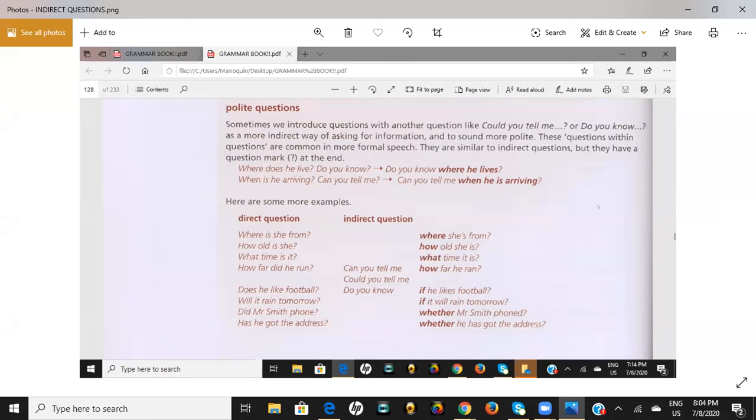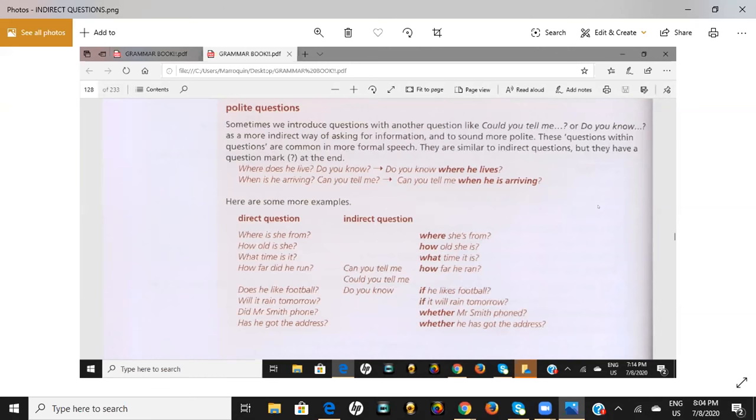Polite questions. Sometimes we introduce questions with another question, like, could you tell me? Or do you know? As a more indirect way of asking for information. And to some more polite. These questions within questions are common in more formal speech. They are similar to indirect questions, but they have a question mark at the end.